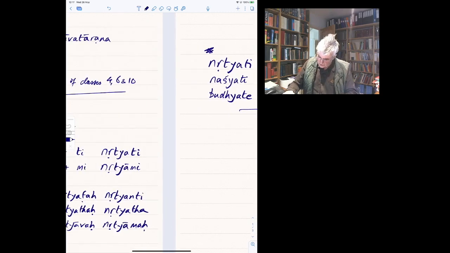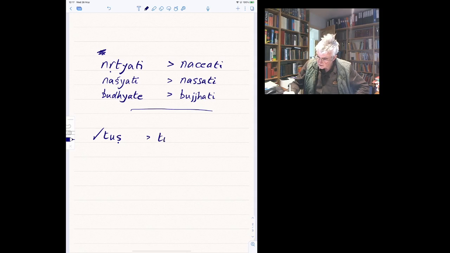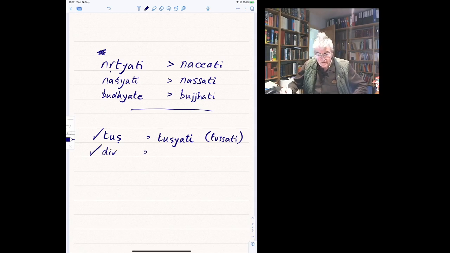Right, now we will go to the list of verbs at the top of page 31. The top is tuṣ, meaning to be pleased or contented, satisfied, and that becomes tuṣyati. And again, as you'd expect in Pali, that becomes tussati. Div, to play, divyati.